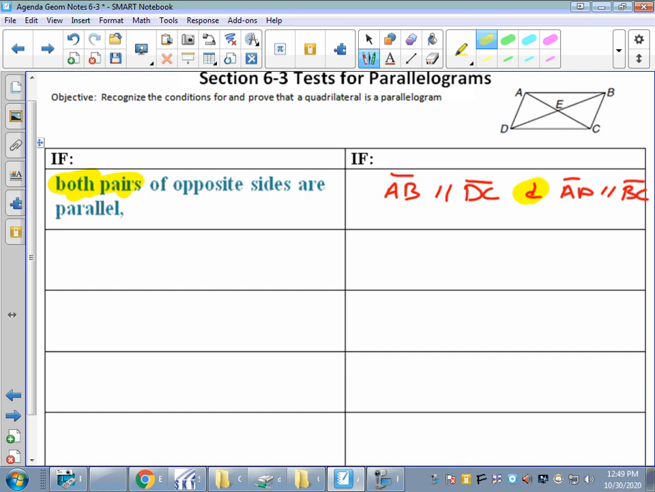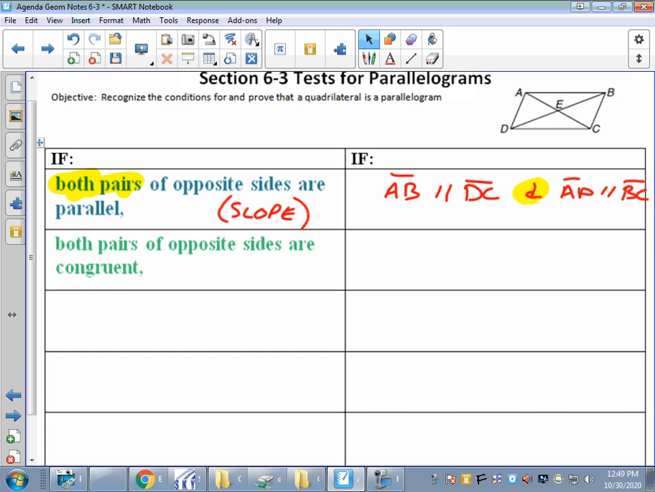And how can we tell that? I'm going to write it in here that we can tell by finding the slope. Remember, if they have the same slope, then they're parallel. So we might have to do some problems with slopes. We might have to figure out their slopes.